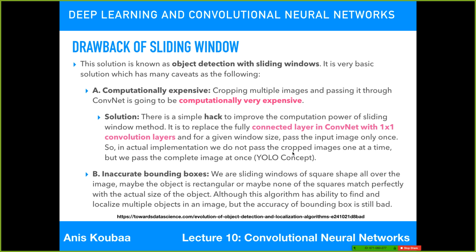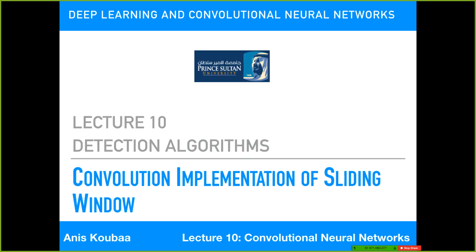And the second drawback, as already introduced in the previous slide, is that it results in inaccurate bounding boxes. We are sliding windows of square shape over the whole image, and maybe the objects don't have a square shape. They have a rectangular shape or some other shapes. So in this case, there will be some kind of inaccuracy later on in the prediction. So we will see how to solve these two problems.